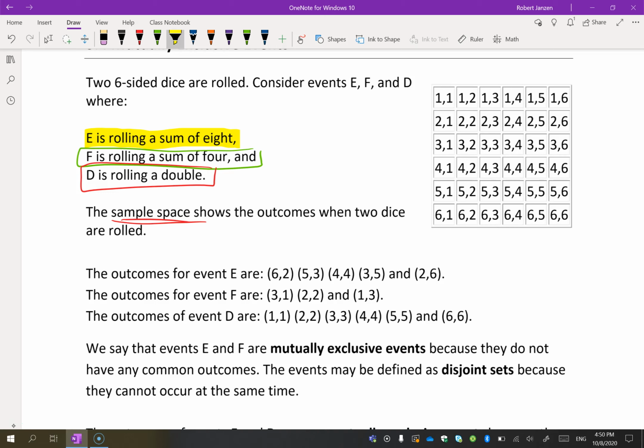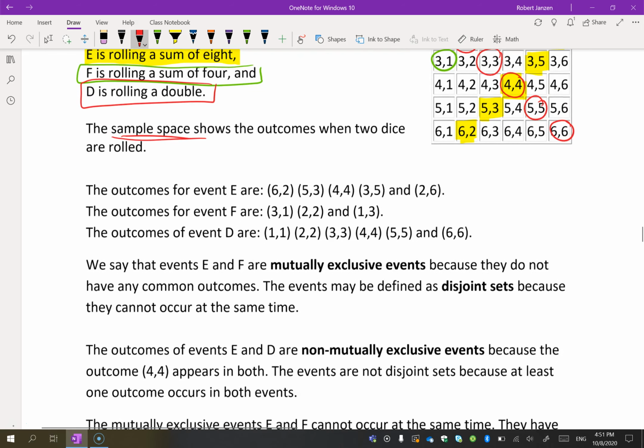Okay, so which ones give me a sum of 8? If I add numbers up, this would give me 8. This would give me 8. This would give me 8, 8, and 8. Okay, what would give me a sum of 4? 4, 4, 4. And which ones are doubles? Here, here, here, here, and there. Okay, so those are the events.